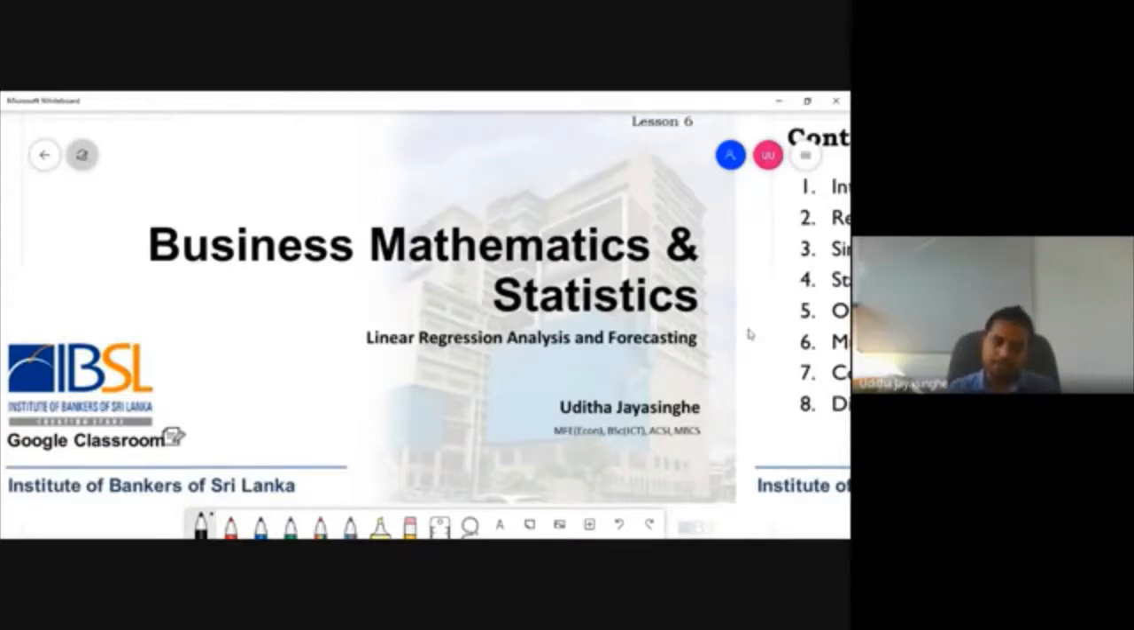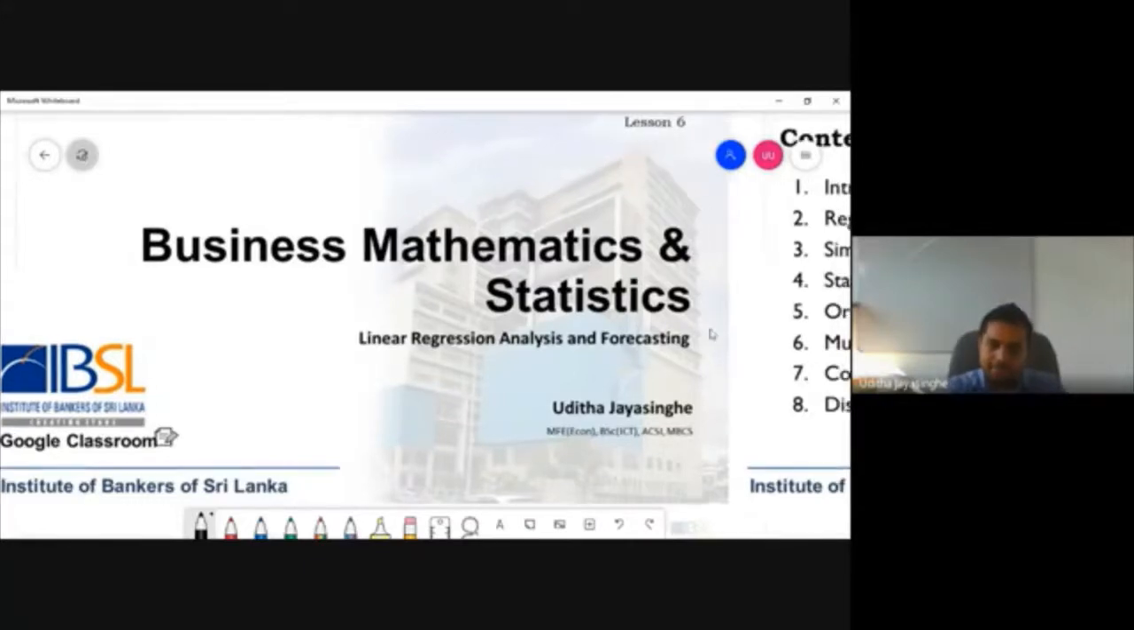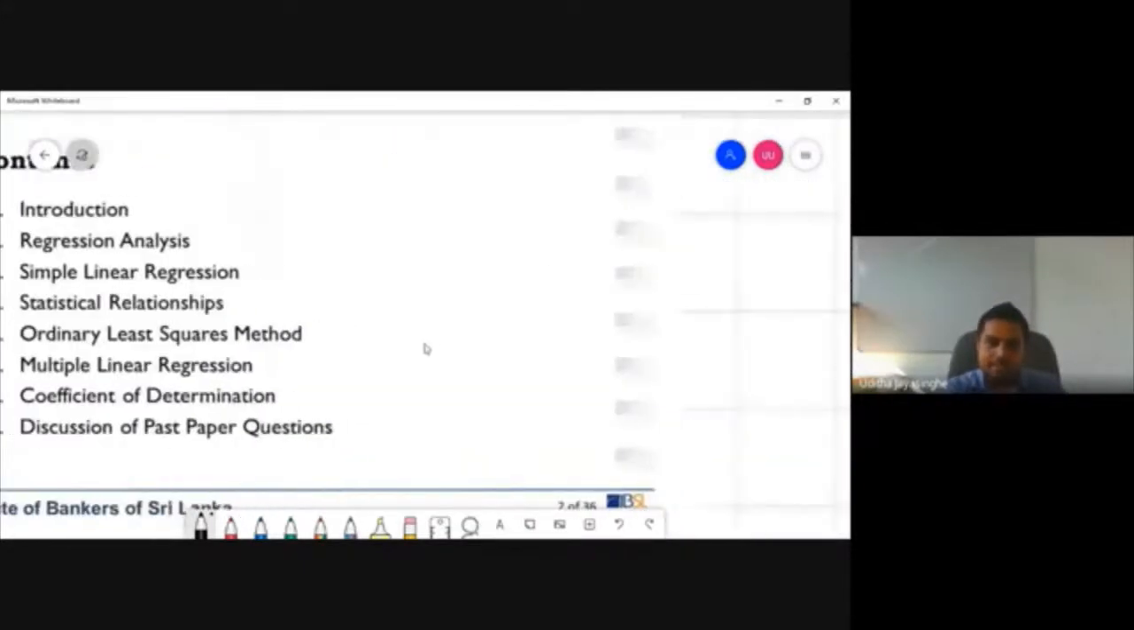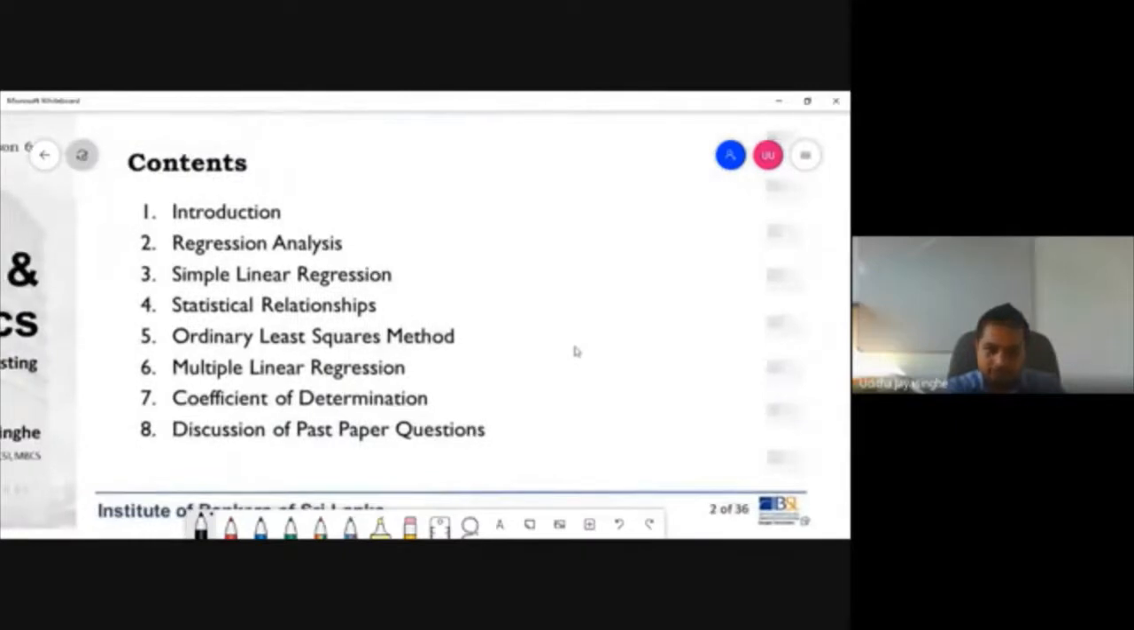Okay. With that background in mind, we are going to start our lesson number 6 today, that is on linear regression analysis and forecasting. These are the subject areas that we are going to discuss today. We have time to go through all of them, but the discussion of the past papers we will leave to the next class.